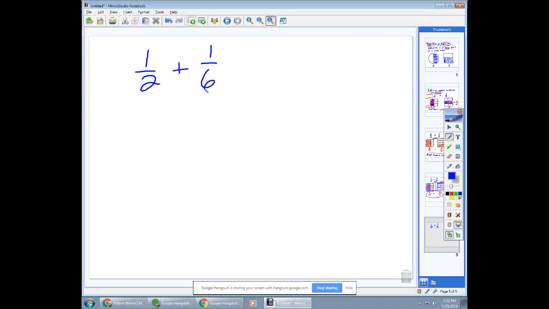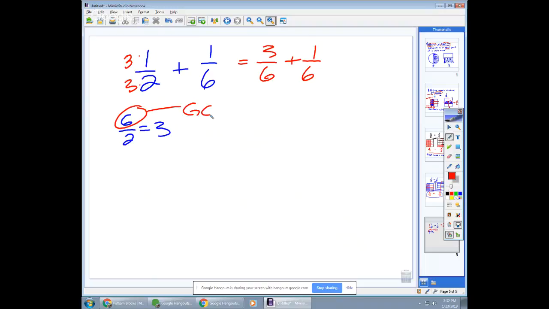Jack, what'd you do? Well, 2 is a factor of 6. 2 goes into 6. So 6 divided by 2 is equal to 3. So that made you want to multiply by 3 top and bottom here to make an equivalent fraction. So now you have 3/6 plus 1/6, which is a common denominator, right? So you happened to find in the 6 the lowest common multiple of 2 and 6. That's a technique that's taught. And we'll go over that in more detail in a little bit.